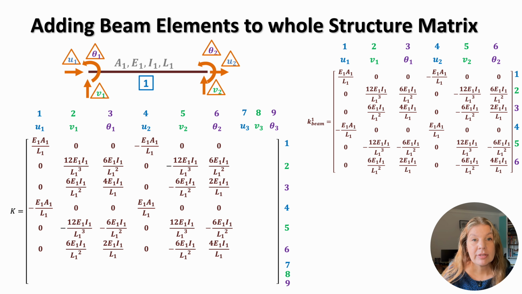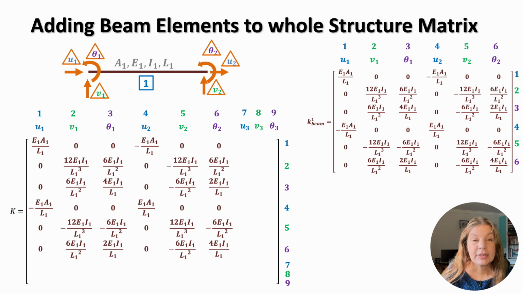Node 1 has degrees of freedom 1 to 3, U1, V1, theta 1. Node 2 has degrees of freedom 4 to 6, U2, V2, and theta 2. And node 3 has degrees of freedom 7 to 9, U3, V3, and theta 3. Element 1 connects node 1 to node 2, so its local degree of freedom order is U1, V1, theta 1, U2, V2, theta 2. And these map directly to the global degrees of freedom 1, 2, 3, 4, 5, 6.